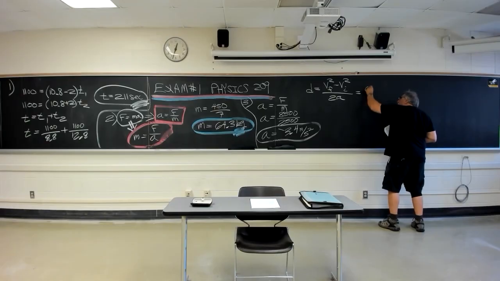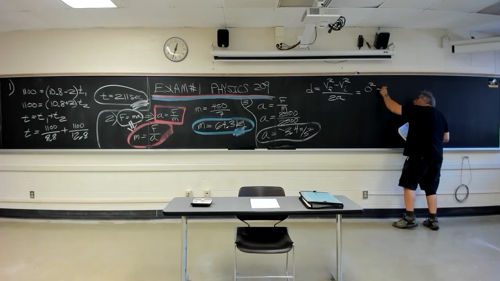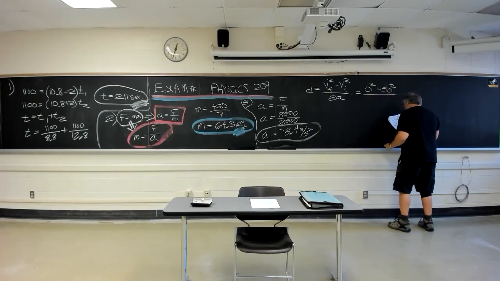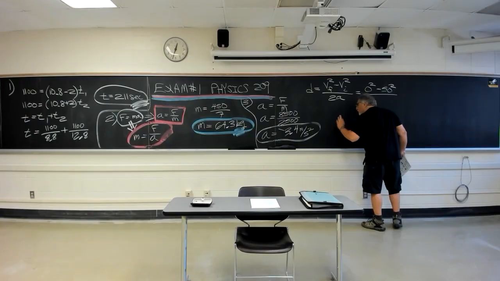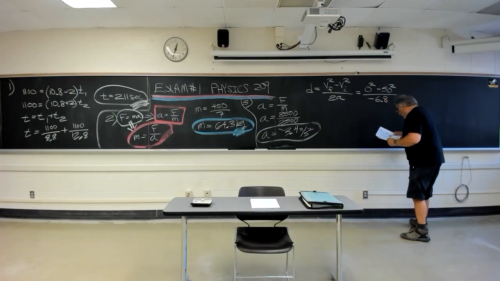The final speed is 0. The initial speed, they told us, was 50. The acceleration is negative 3.4. 2 times negative 3.4 is negative 6.8. The rest is just math.